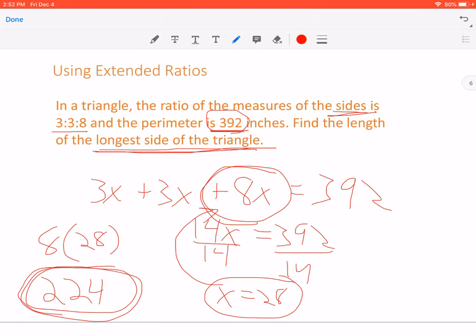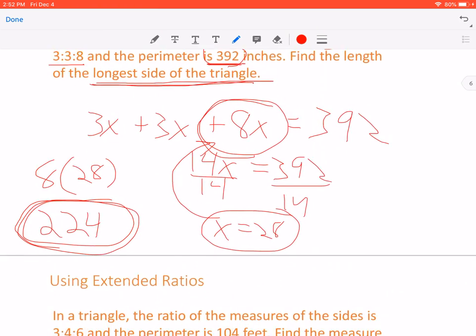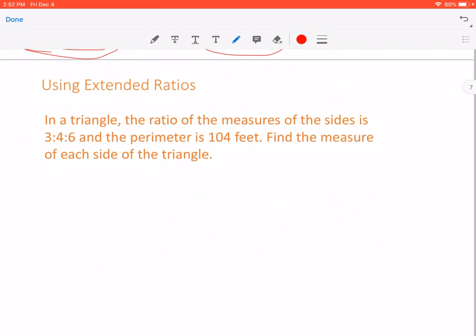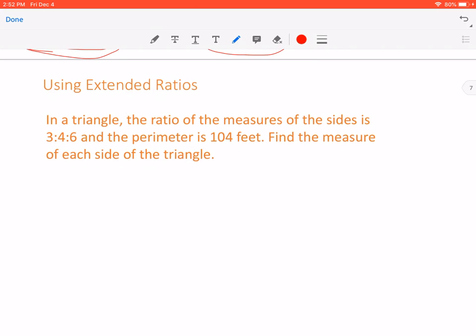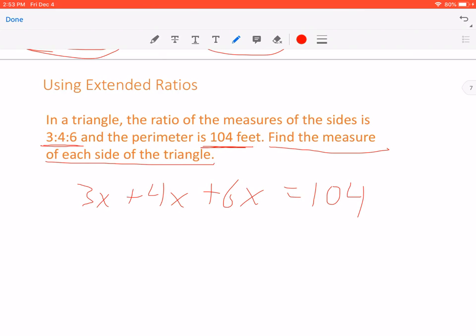You'll see problems like that for homework tonight as well. All right, same problem. Ratio of the measures of the sides of a triangle are 3 to 4 to 6. Perimeter is 104. These problems are always the same. So 3x plus 4x plus 6x equals 104. And what is it asking? The longest side, the shortest side, the medium side? It says find the measure of each side. So we're actually going to plug it into all three of these.